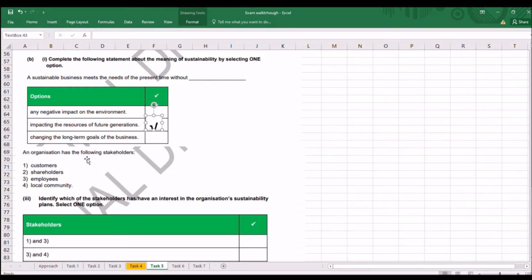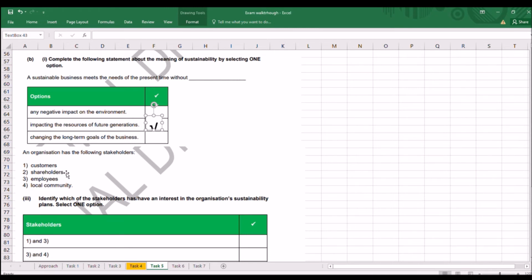An organisation has the following stakeholders. So we've got the stakeholders here. Which ones have got an interest in the organisation's sustainability plan? So basically, a stakeholder is who's got an interest, who's going to gain and who's going to lose, who's got a risk and reward associated. So customers, they're going to have an interest in the sustainability plans. They may choose to only do their custom with people who are sustainable.